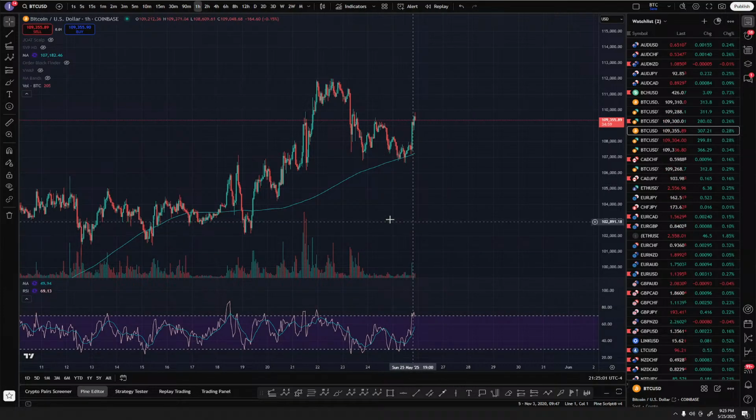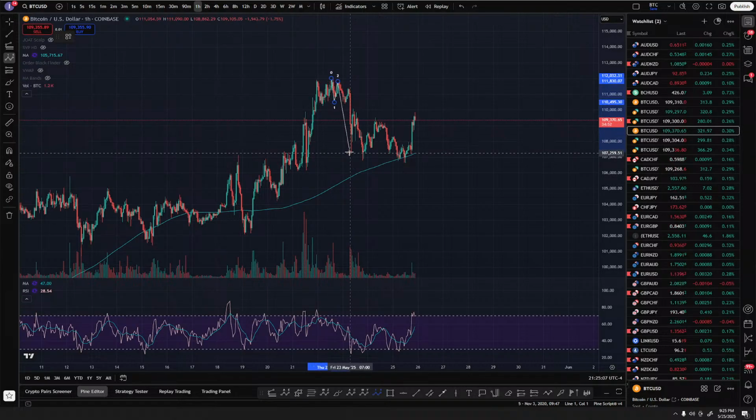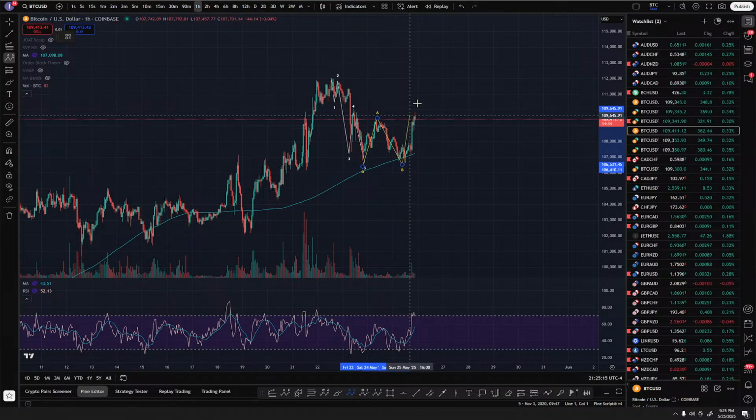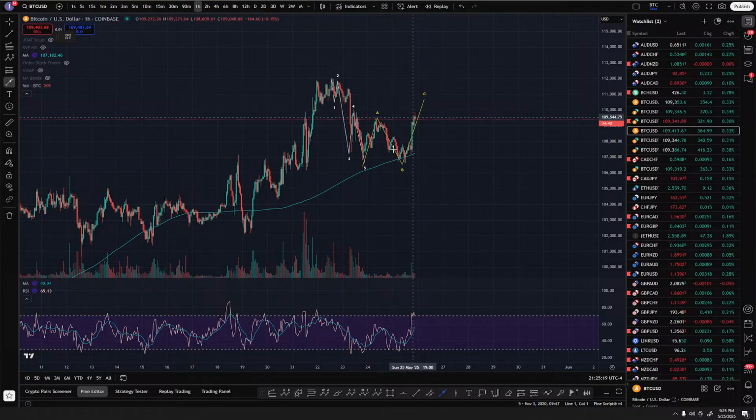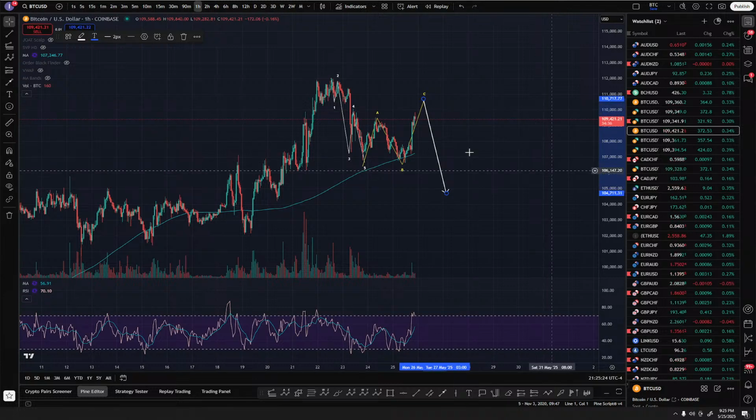Another way to interpret it is we could say, hey, this is 1, 2. We could call 3, 4, and 5. I'm not a huge fan of that, but that also works. And then we're going to look at this as a 3, 3, 5, and we're in the C wave, looking for this to finish whenever it's going to finish, and then looking for another move, another wave to the downside.